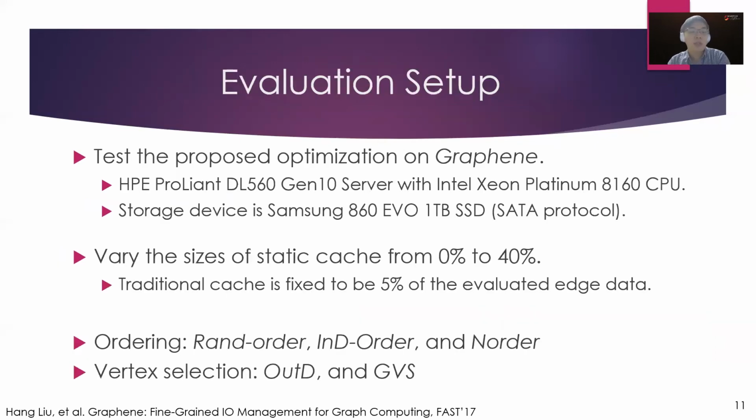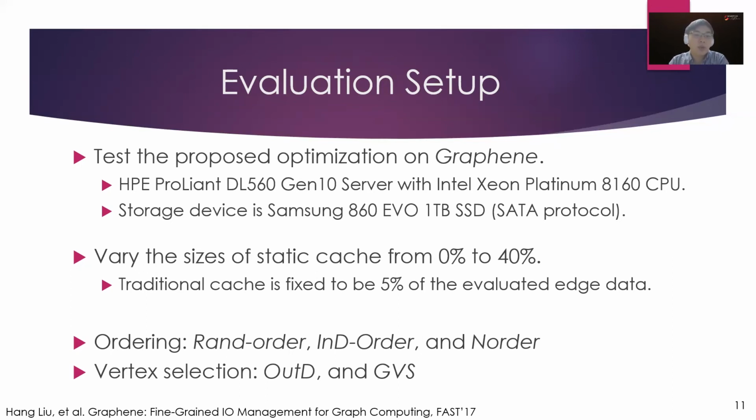And we implement IOE-Order in C++ and evaluate it using Graphene, which is an open source and state-of-the-art semi-external graph system. And we run our experiment on the HP server, and all graph data is stored in the Samsung SSD. And in the following experiment, we vary the size of the static cache from 0% to 40% to see the effectiveness of the ordering and the pre-caching. And the traditional cache size is fixed to be 5% of the edge data.